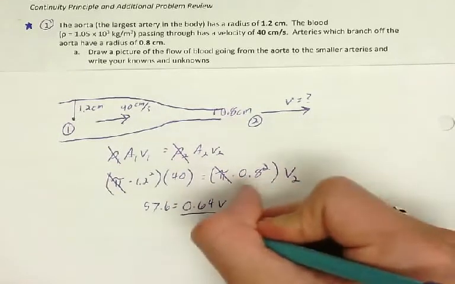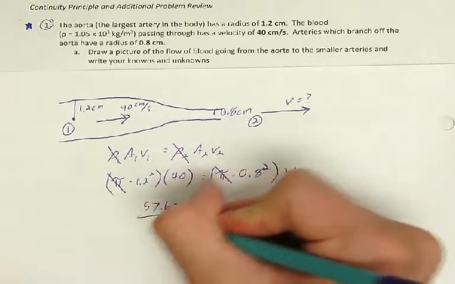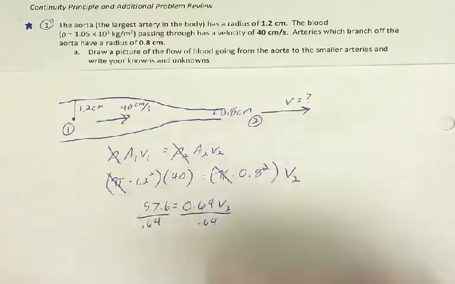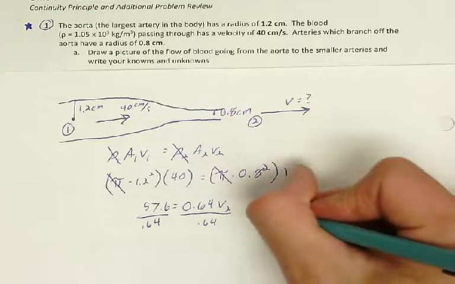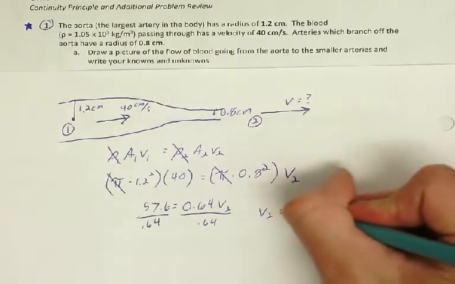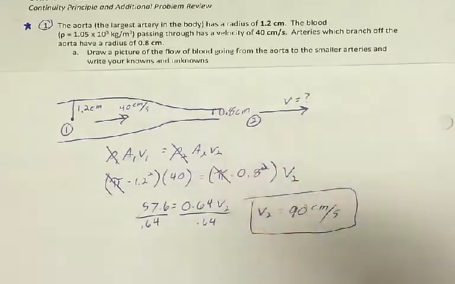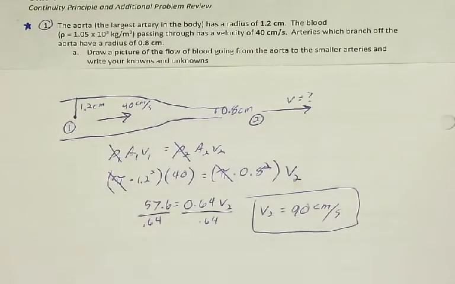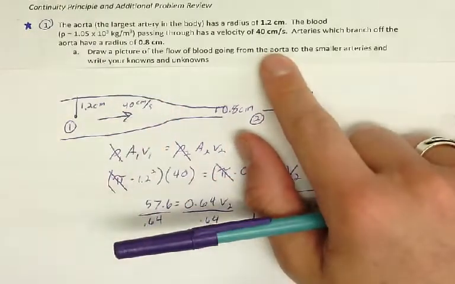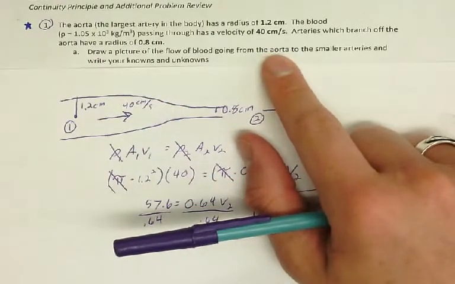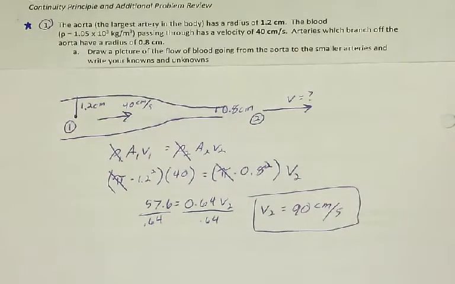Okay, divide both sides by 0.64. And you get 57.6 divided by 0.64, 90. Yep, centimeters per second. Now, if not everything was in centimeters, you would have to convert. But because everything's in centimeters, I didn't have to do any conversions here.